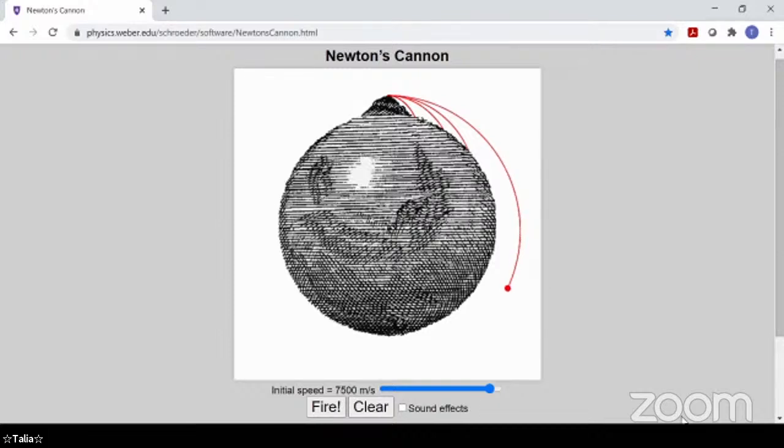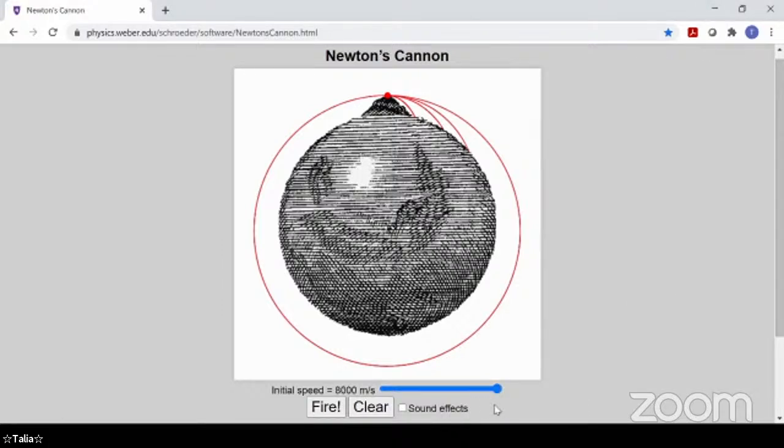All right, so now it's got quite enough speed, right? It's not actually hitting the surface. It's got enough speed that every time it falls, it's essentially missing the Earth because of the curvature. So this is how orbiting works. Now, if you were to get a speed of even higher, you would have a bigger orbit. So you can get things even farther out into space.